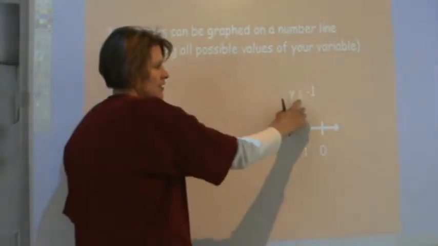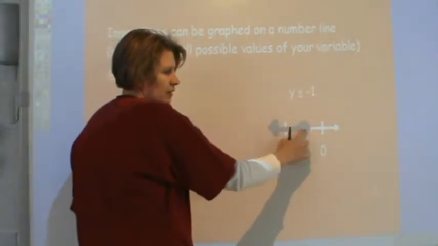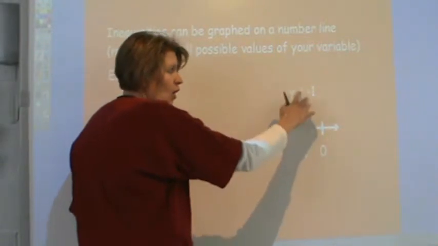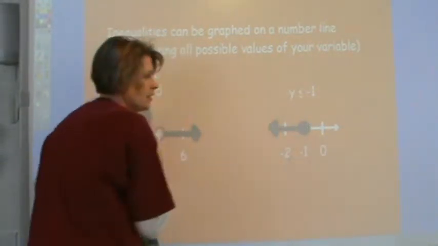Over here I have y is less than or equal to negative 1. This time I put in a filled circle because it has that underline. It means it could equal negative 1, or it could be anything smaller than negative 1.